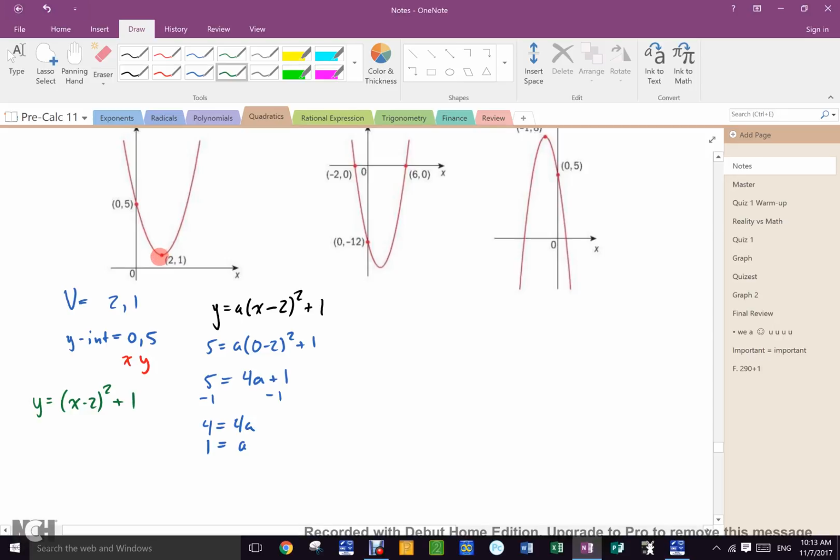Now I could have shortened this a lot, couldn't I? I could have checked, hey, I went over 2 and up 4. Isn't that the normal parabola? So did I need to do all this algebra? No. But is it helpful to practice our algebra? Yeah. Is this in the right form? No. Expand it. I can expand that in my head. x squared minus 4x plus 4 plus 1. x squared minus 4x plus 5. Done. Everybody cool?